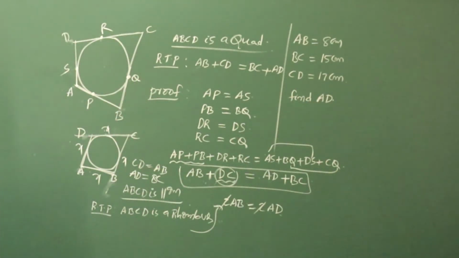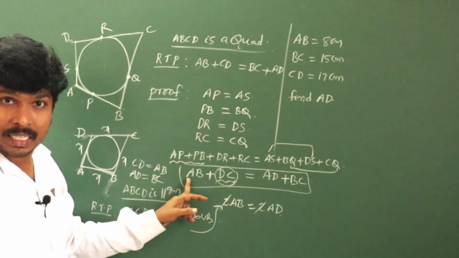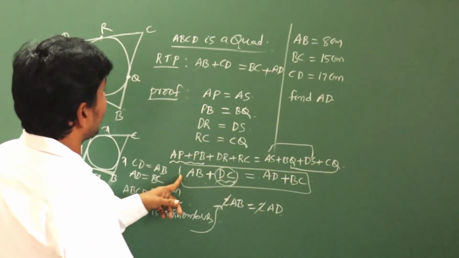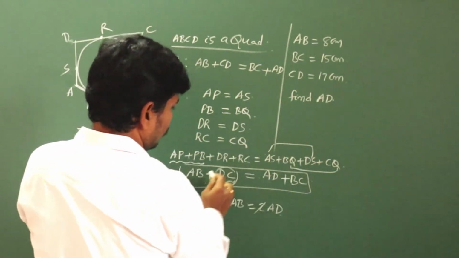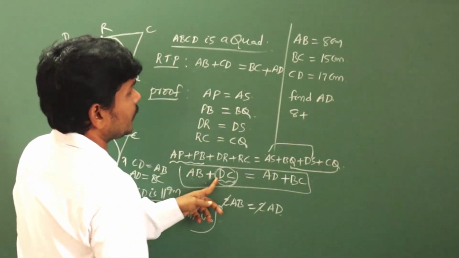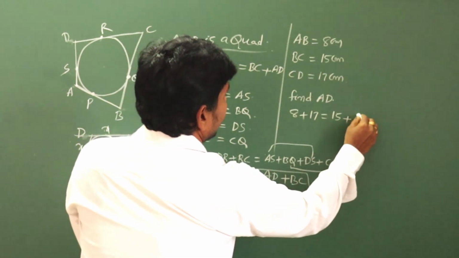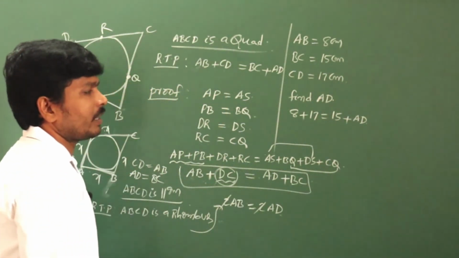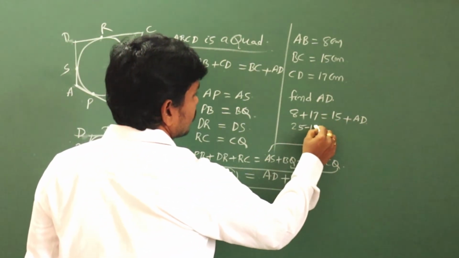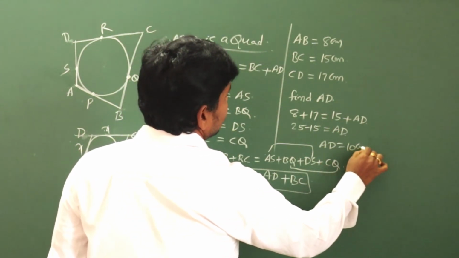Tell me your answer. It is a circumscribed quadrilateral, we said, no? So what is your result? AB plus CD is equal to AD plus BC. What is your AB value? AB is 8. So this is the formula. 8 plus CD is 17, is equal to AD plus BC is 15. You have to find out AD. 17 plus 8 is 25. Transpose 15 to this side, minus 15 is equal to AD. So your AD value is 10 centimeters.